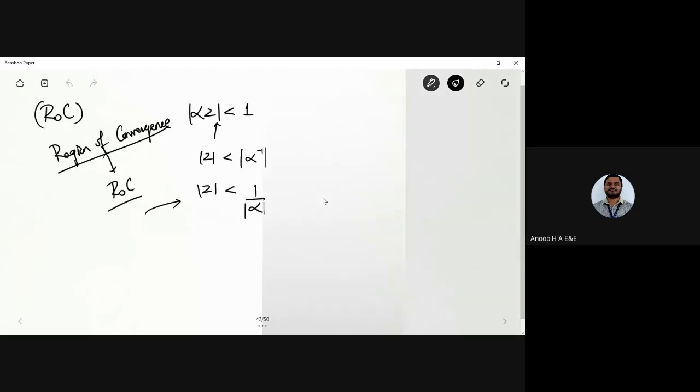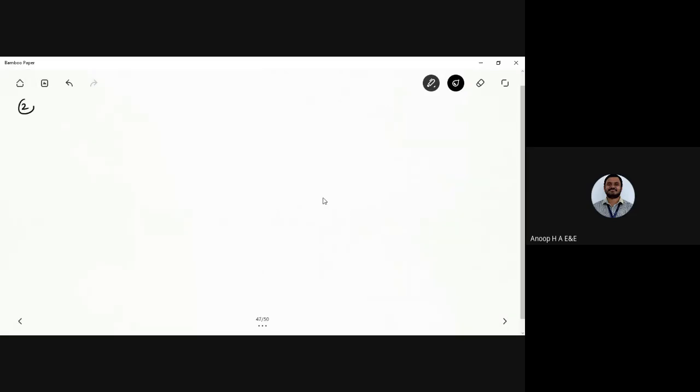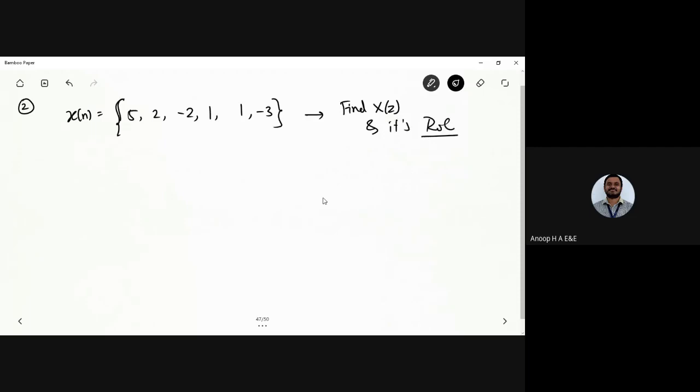Fine. So now moving on to the next one, I have the second problem. I can give it as x of n equal to 5, 2, -2, 1, 1, and -3. Find x of z and its ROC. I can give this problem to Iman Khan.